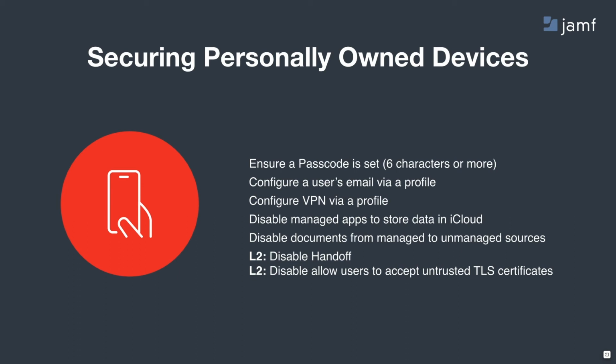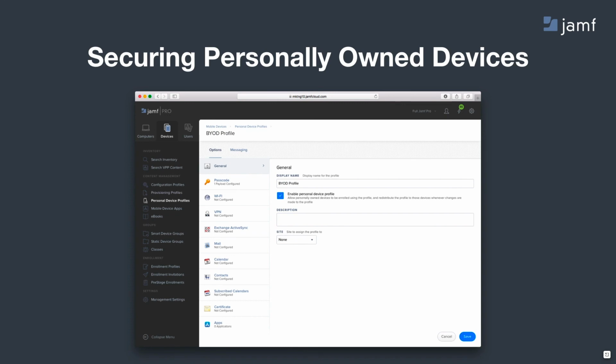Speaking of personally owned devices, we have a really cool solution inside of Jamf Pro for iOS personally owned devices. Here is what a BYOD profile looks like, where it's a limited profile because it's a personally owned device. So I could set a passcode or configure the Wi-Fi for them or configure their VPN and mail and deliver apps to them as well.